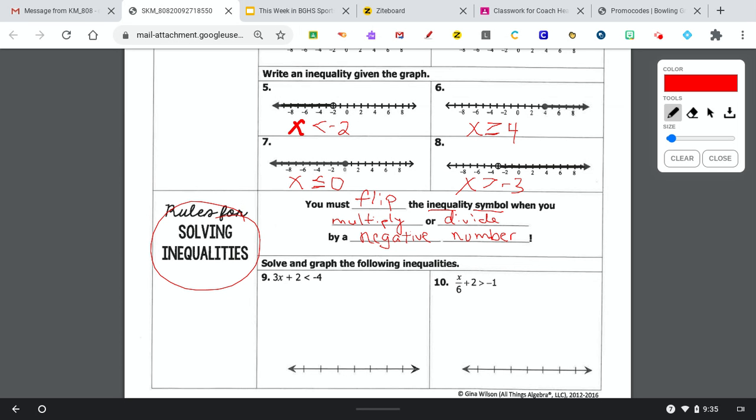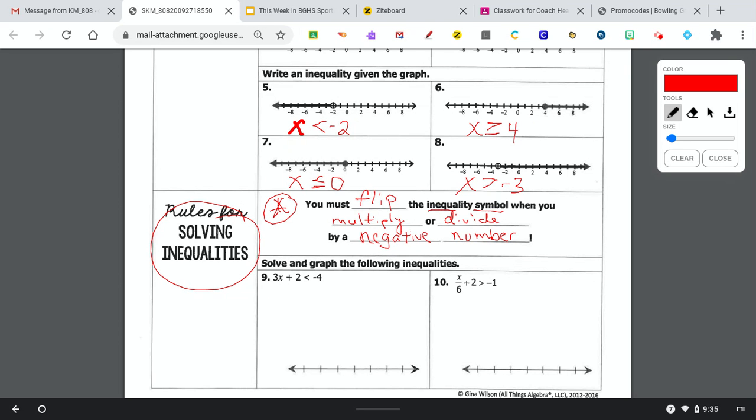Okay. So you're going to flip the inequality symbol when you multiply or divide by a negative number. Okay. That's the only time. So this is a very important rule that we got to remember. Okay. All right. So let's go to number 9.